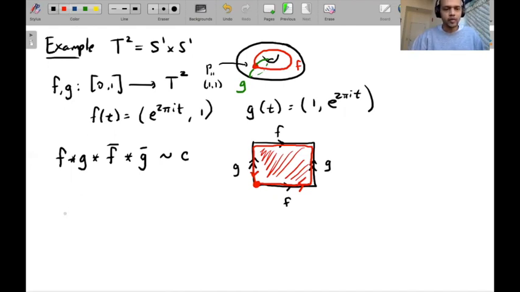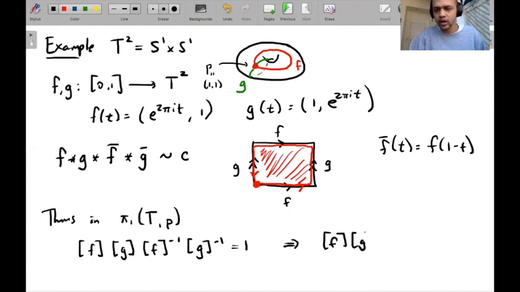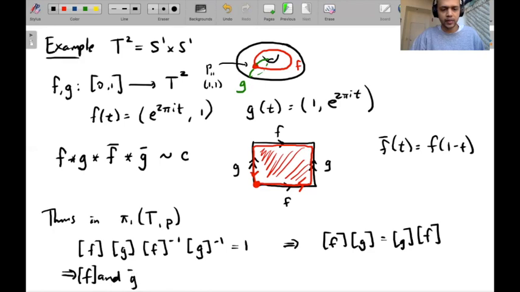So consequently, in the fundamental group of the torus, we have F times G times the homotopy class of the reverse of F. Remember, this is F traversed backwards, and its homotopy class is the inverse of F. And so then we get this formula, which implies that F times G is G times F. I'm just moving this bit to the other side, which is to say that F and G commute, or these homotopy classes do. Okay, great.